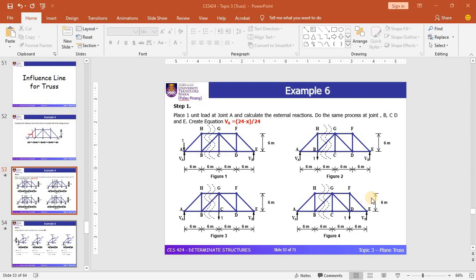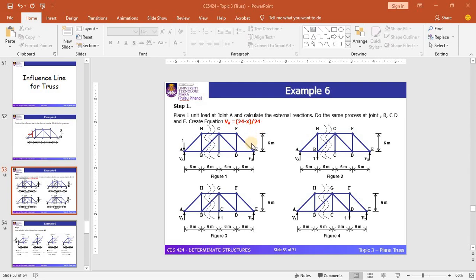Okay, there is also a shortcut to get the reaction at the support, where you can use an equation. So how to use the equation? This is the equation that I'm talking about. The equation at support A is VA equal to (24 minus x) divided by 24. So how do we get this particular equation?